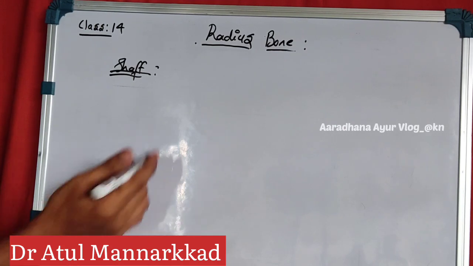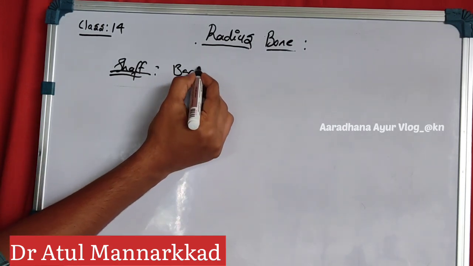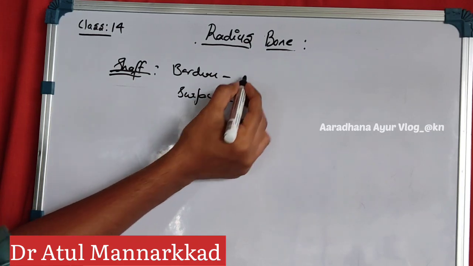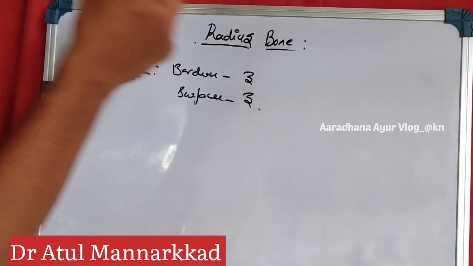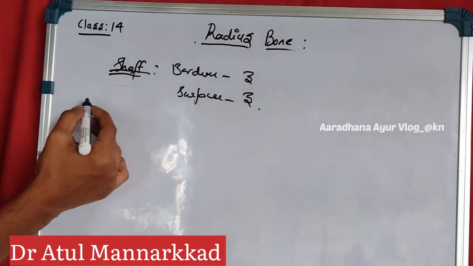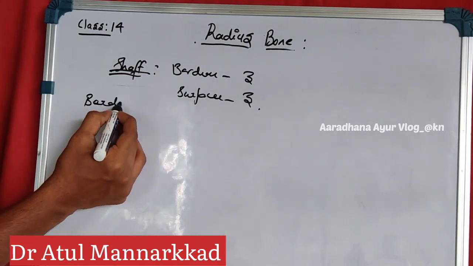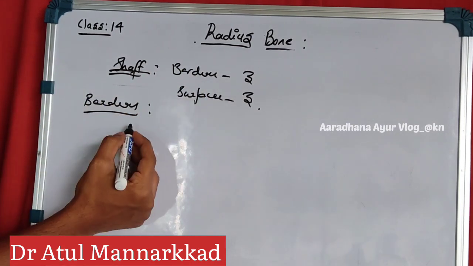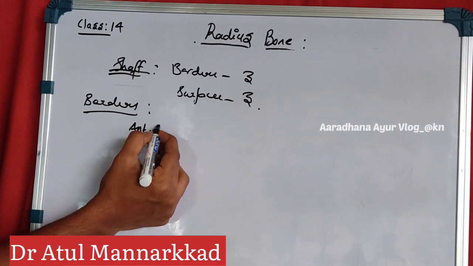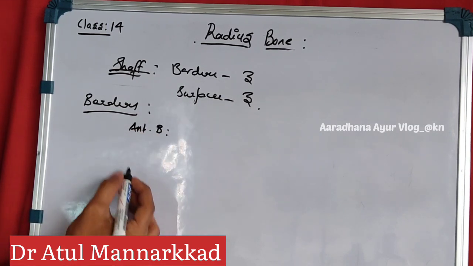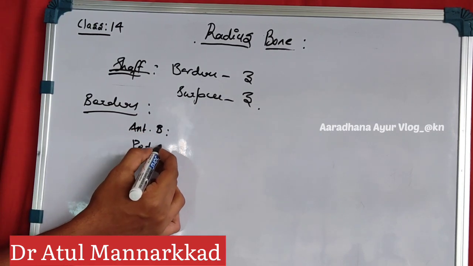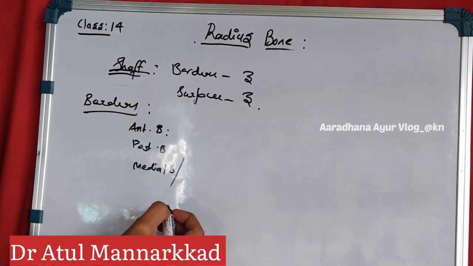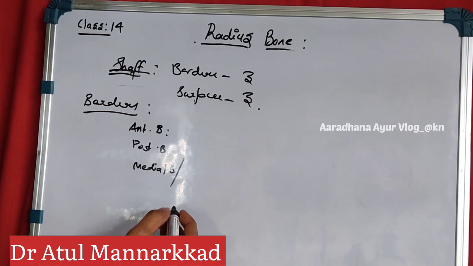Let's see how many borders and surfaces it is having. It has 3 borders and 3 surfaces. Let's discuss the borders present in the shaft of the radius bone: the anterior border, the posterior border, and the medial border.